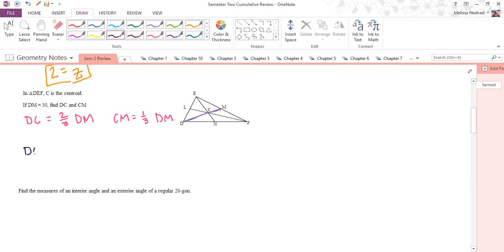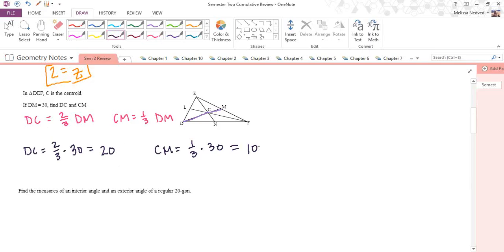DC, that's what I'm solving for, is equal to 2/3 times the length of DM, which is 30. We're given that. 2/3 times 30 is 20. So DC has a length of 20 units. Same thing here for CM. Go ahead and substitute in 30 for DM. And 1/3 times 30 is 10.